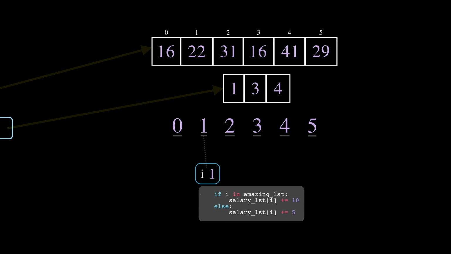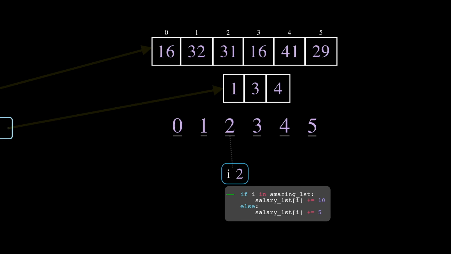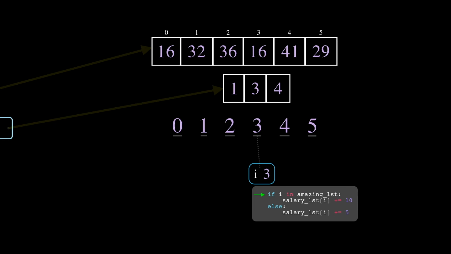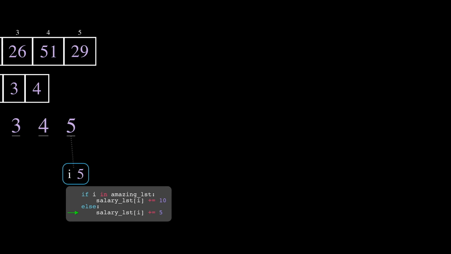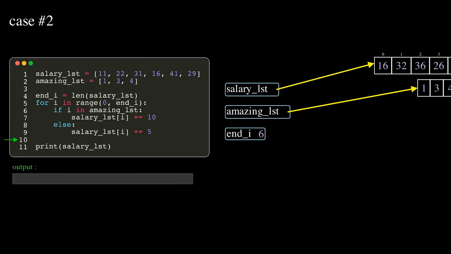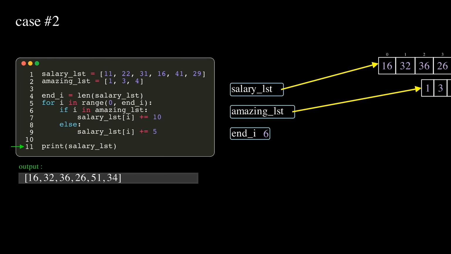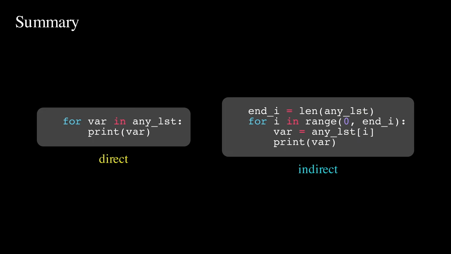I then binds to 1, and the index 1 is inside the amazing list, true. So we increase the element by 10. The same logic repeats all the way till the end. In general, as a Python programmer, it is important to be absolutely fluent with both techniques. So, depending on different coding tasks, we can always pick the most optimal strategy to loop over a list.